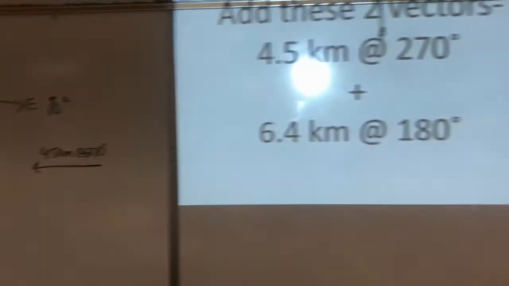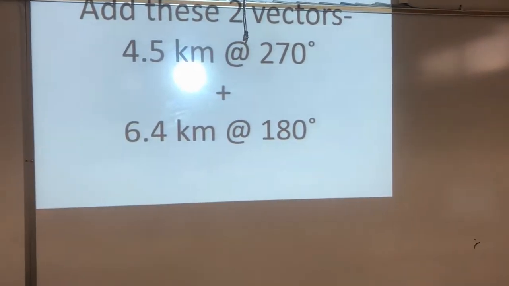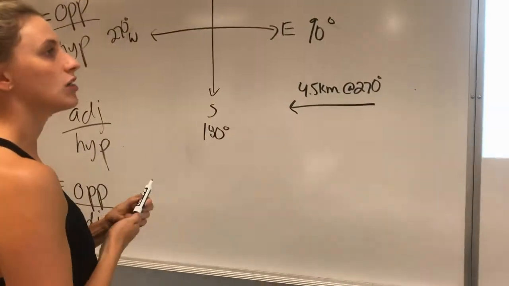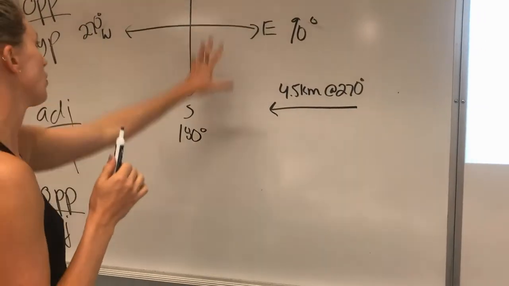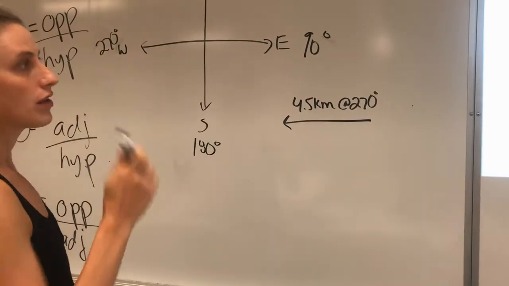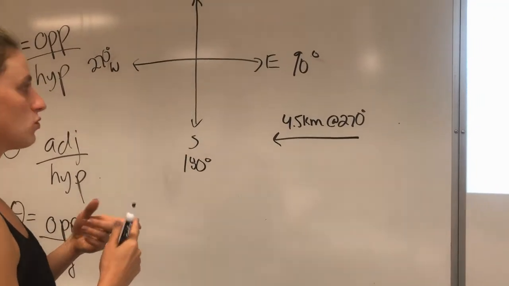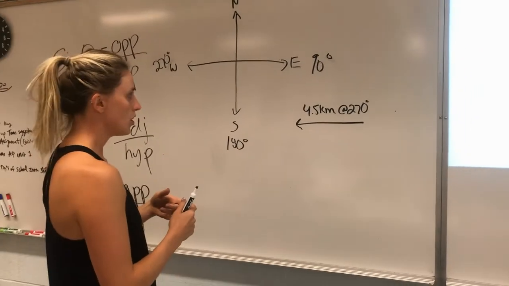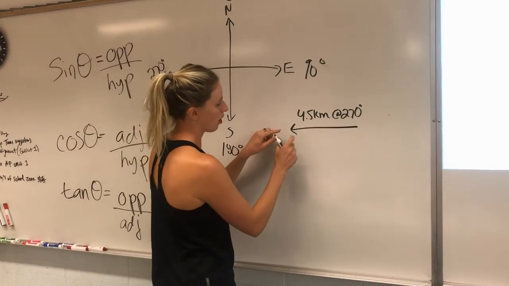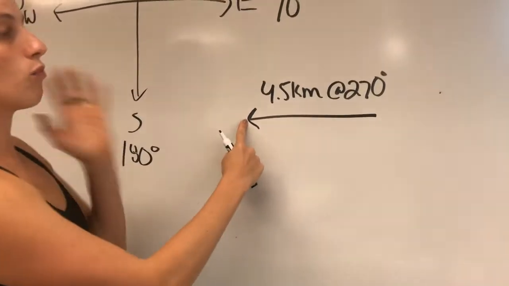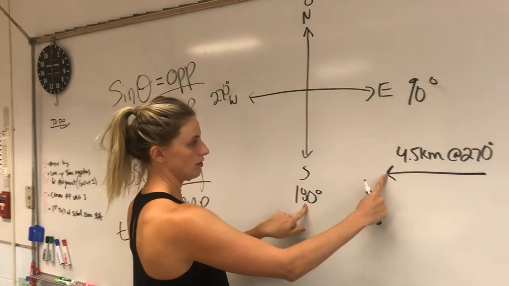The next one, it says plus, again, we're adding vectors here, plus 6.4 kilometers at 180 degrees. Okay. Look back at how do I add arrows? I forgot. Okay, so when we add our vectors, we add head to tail. So we are going to put our tail wherever the head of this arrow is. Now, what direction are we going? Well, it says 180. That is this direction.